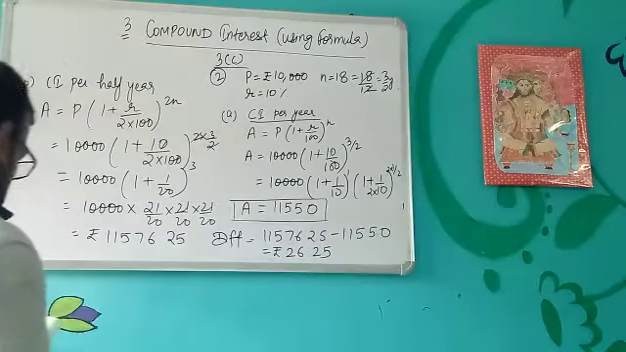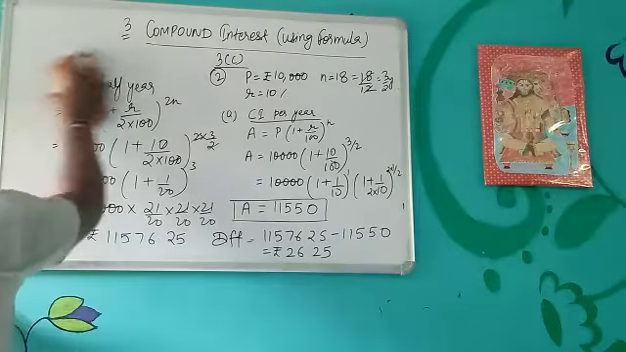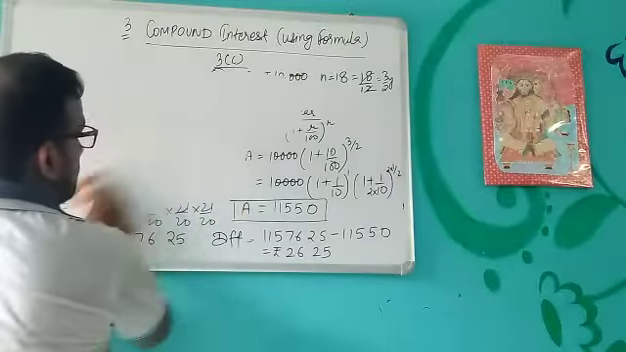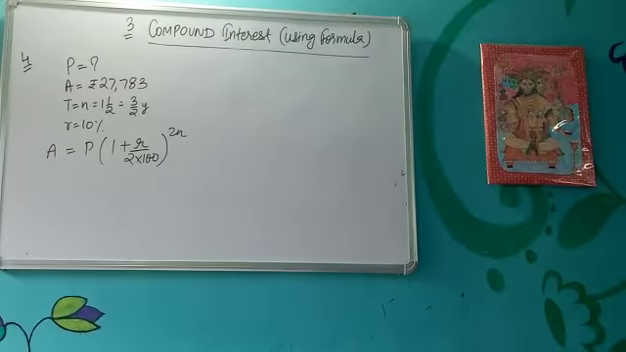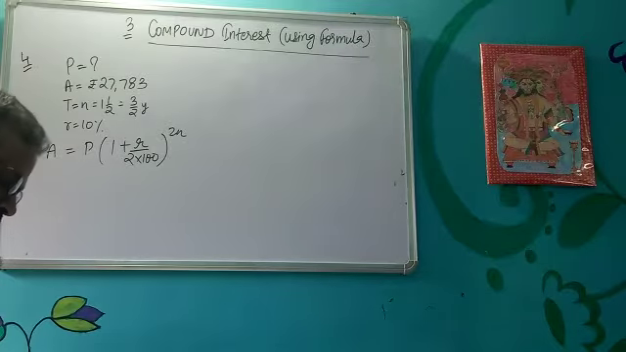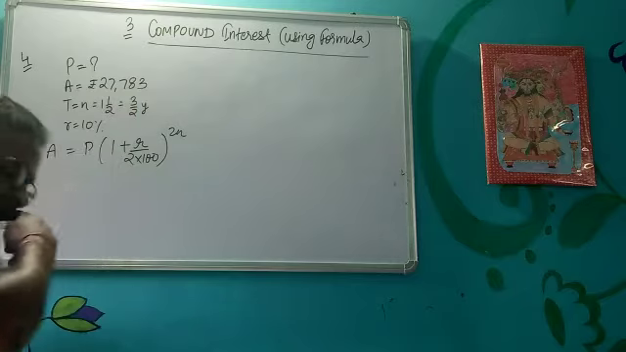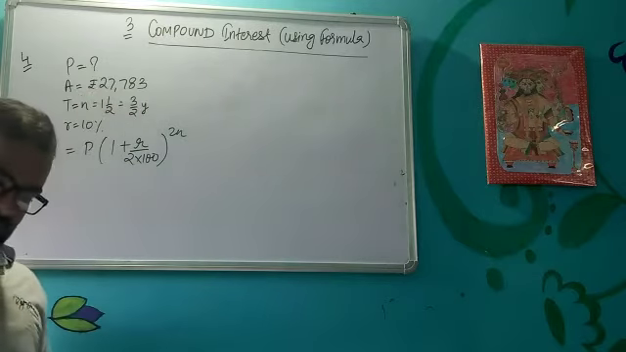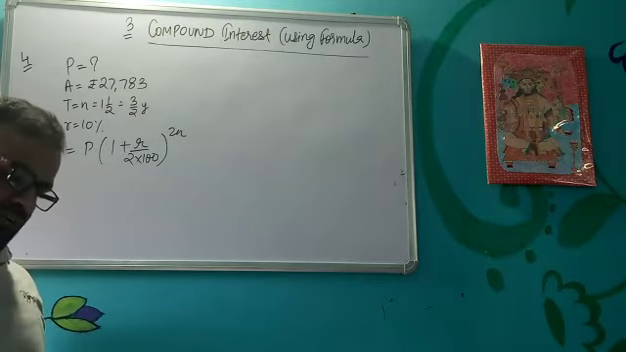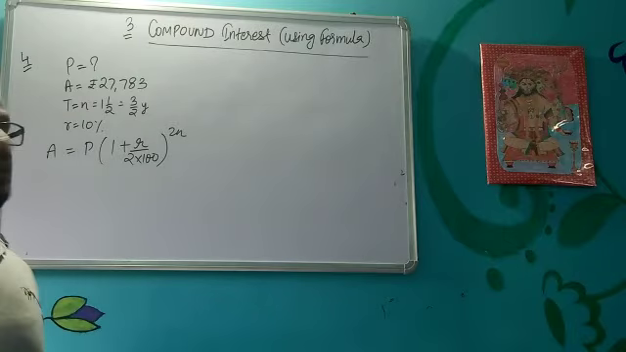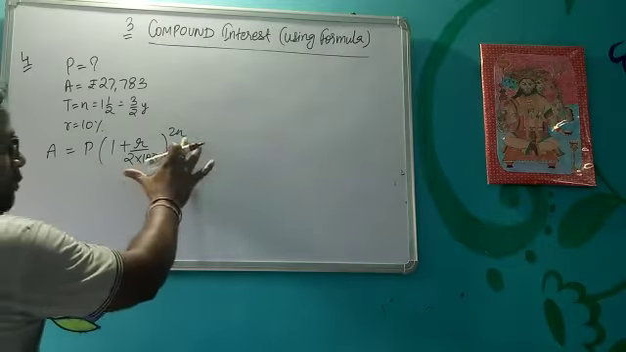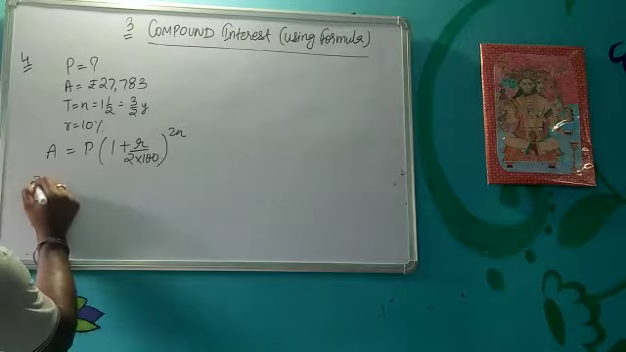Okay, so let's see a different type of question. So in this question number 4, what sum of money will amount to? So we have to calculate the principal when the amount is 27,783 rupees in 1.5 year at 10% per annum, compounded half yearly. So compounded half yearly means we have to use this formula.